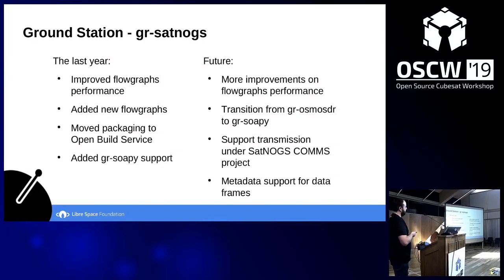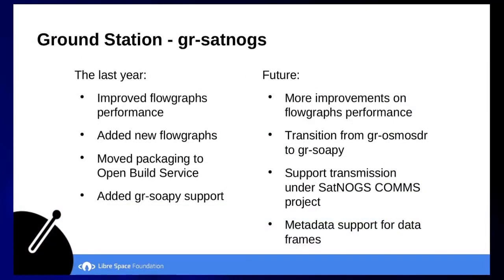And for the future, we are currently testing some improvements on the flowgraphs' performance. Probably in the next couple of weeks they will be added to the stations. We also need to transition from gr-osmosdr to gr-soapy. Again, the support of transmission under the SatNOGS COMMS project also affects the gr-satnogs project. And also to add metadata on the data frames coming from the flowgraphs, the scripts that run.